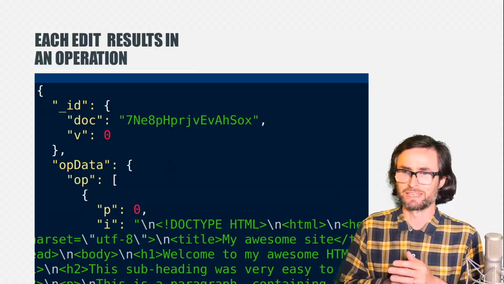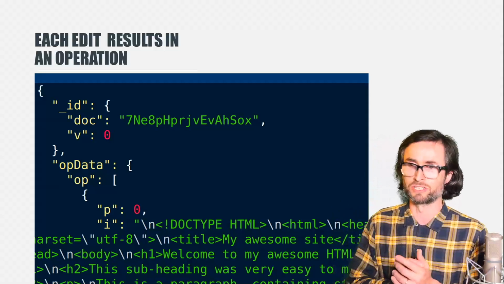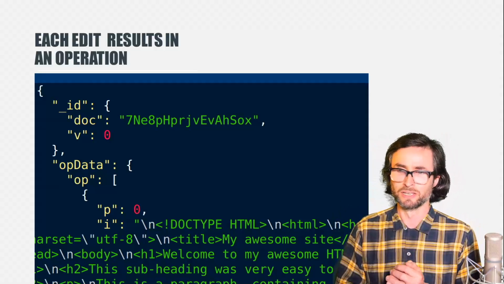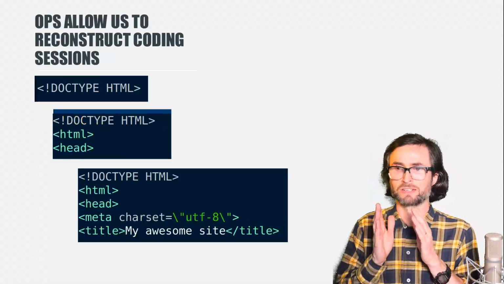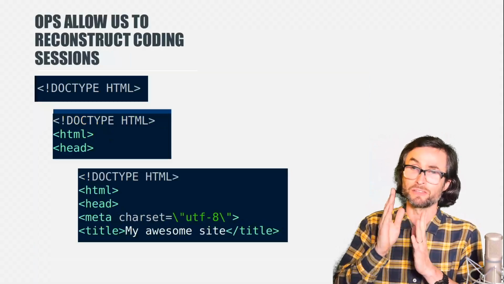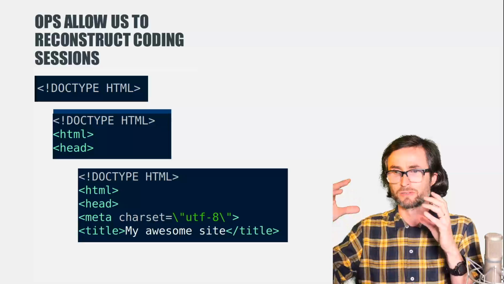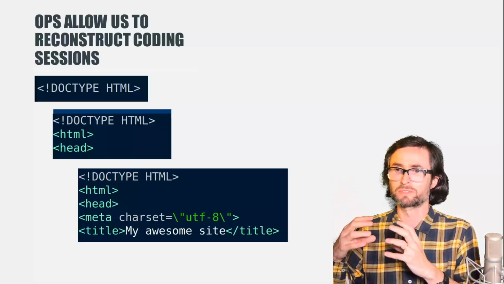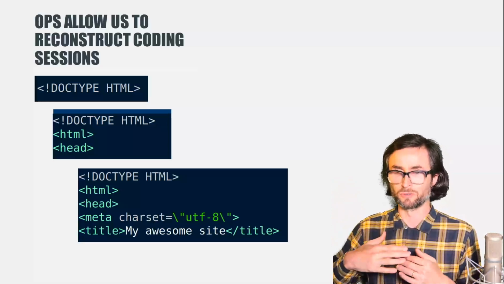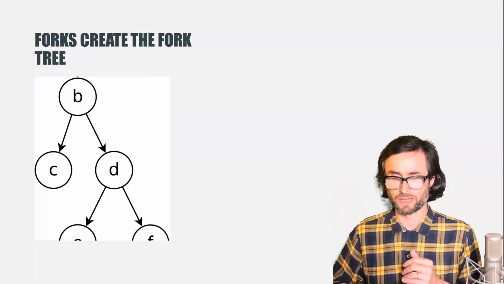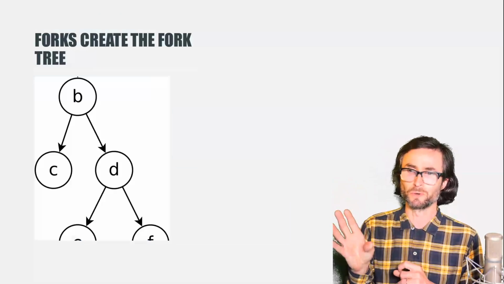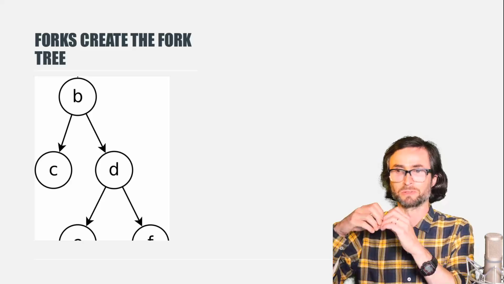Every key press and every copy paste operation will generate an operation, and it allows us to reconstruct the whole coding session step by step, so we can see how the program developed during its whole lifetime. And the other thing we can do, because remember I just showed you the fork feature, is build a fork tree.